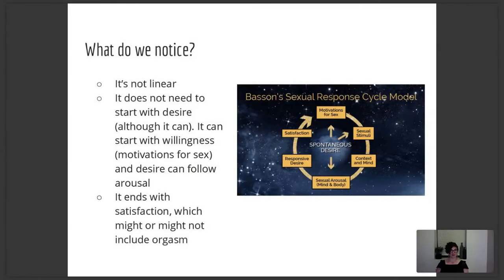So what do we notice about this model? For one, it's not linear, right? This is a circular model. Secondly, it does not need to start with desire. It can start with willingness, but it can start with desire. That's absolutely an option, but it's not a necessity. As you see here, desire can follow arousal. Another thing to note is that it ends with satisfaction. That might include orgasm, but it might not. It's more inclusive because it's not true that every single person's sex ends with orgasm or that they're even seeking that. Satisfaction might mean pleasure to someone, or a feeling of connectedness or intimacy, or it could mean orgasm.